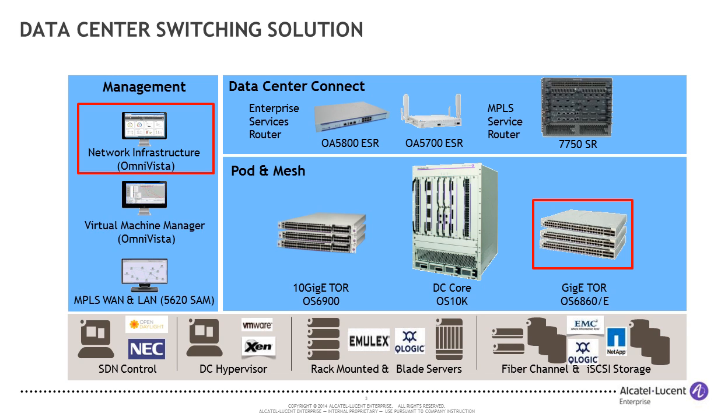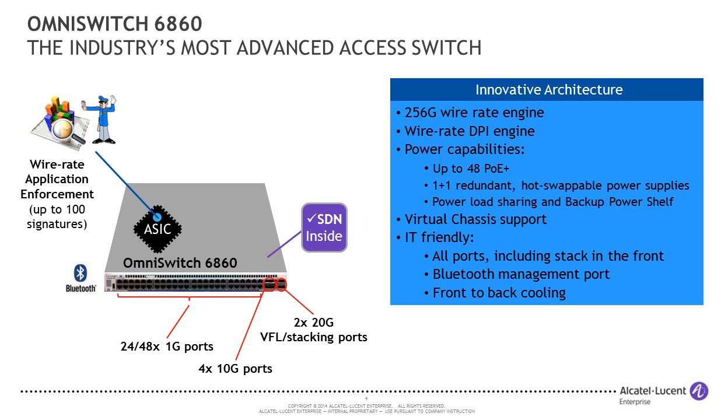Okay, so let's investigate a little bit about why we're excited about the 6860 and what makes it a little bit different from the rest of the product line. I think one of the main things highlighted on this particular chart is the fact that the 6860 has an embedded ASIC in it. This embedded ASIC allows it to do wire rate application enforcement. Up to 100 different applications can be monitored and have traffic shaping and traffic policy applied against them. So this is all done in real time.